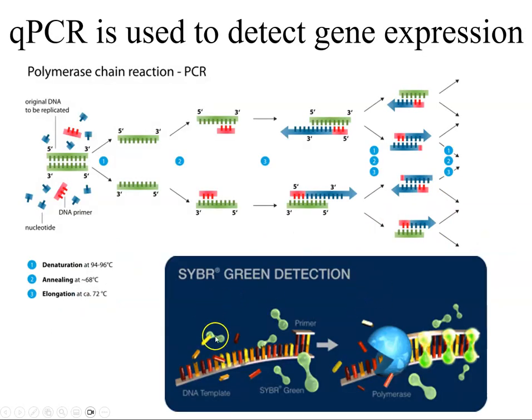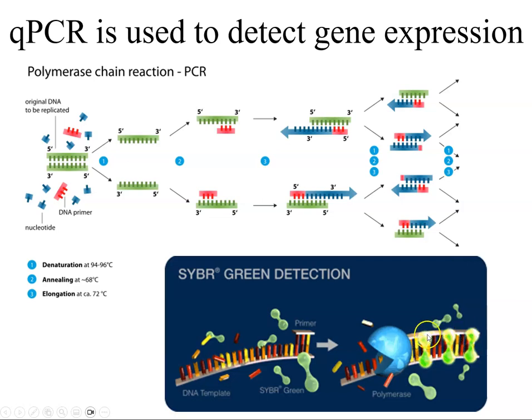Usually this is done in the presence of SYBR Green. As this is elongating, it's going to incorporate different types of fluorescent molecules in the DNA sequence. Once it gets incorporated, you can see here that SYBR Green is off. Once it's incorporated into the DNA, it changes its structure and it's activated, and then it fluoresces this green color.